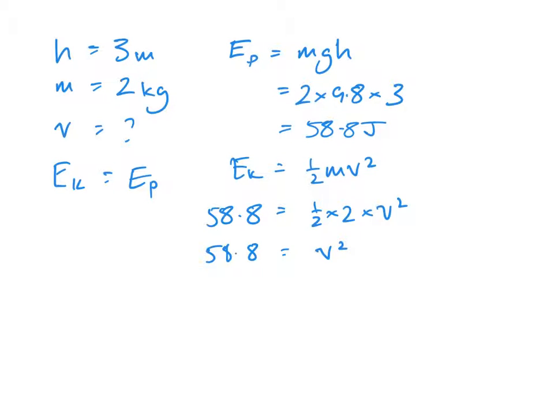And then if v squared is 58.8, then v is the square root of 58.8. Okay, so that's 7.67 meters per second.